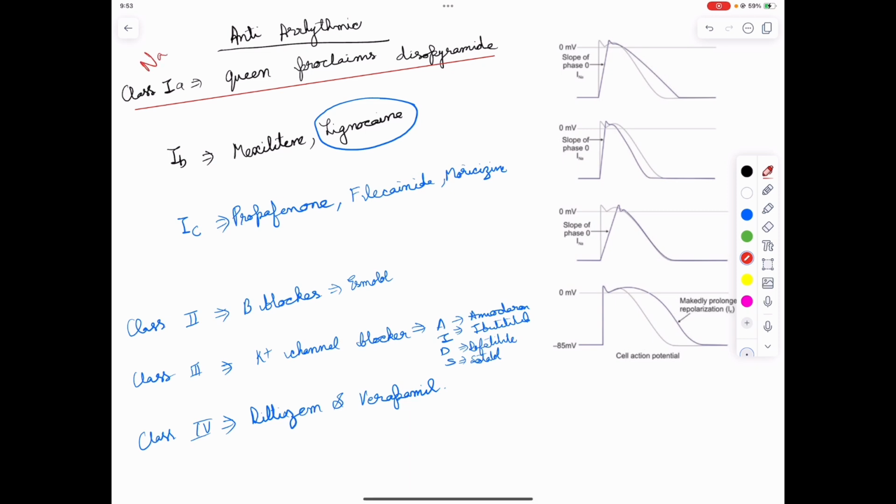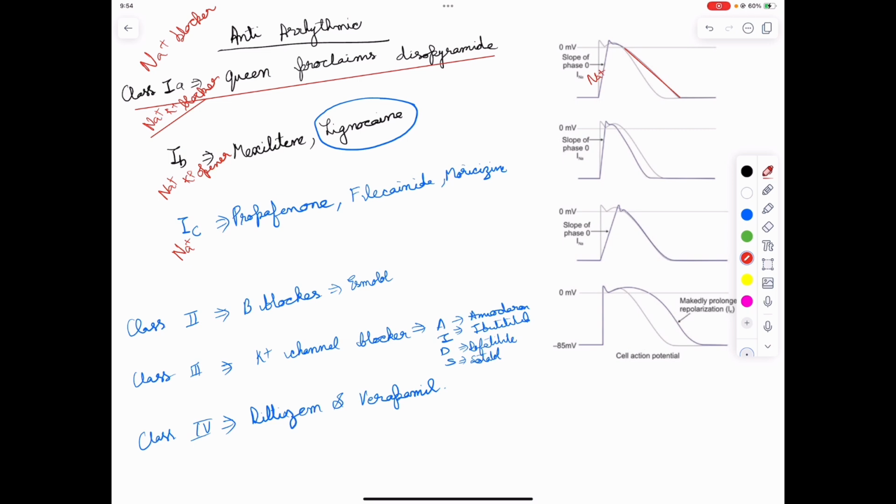Firstly, class 1 drugs are sodium channel blockers, in which 1A is both a sodium and potassium blocker. 1B is a sodium blocker but potassium opener. 1C is only a sodium blocker. So what will it do? When it is blocking the sodium as well as potassium, in the depolarization phase its slope will also get reduced, and since potassium is involved in repolarization, the repolarization phase would also flatten out.